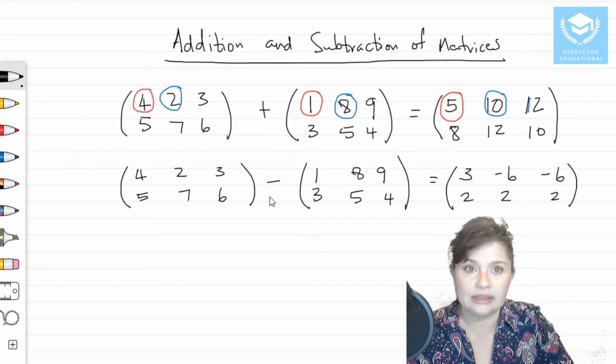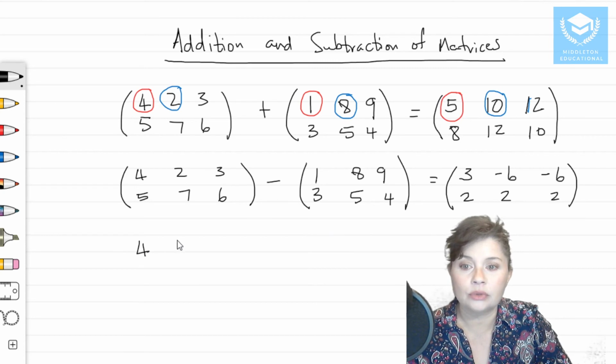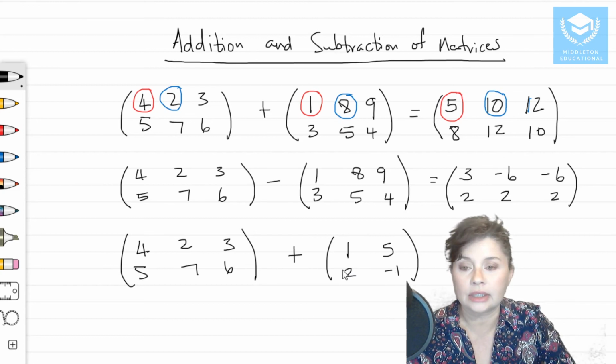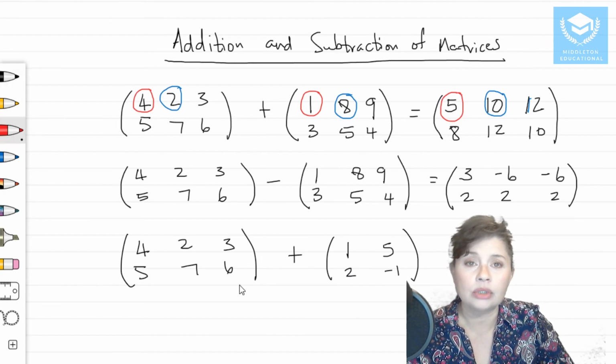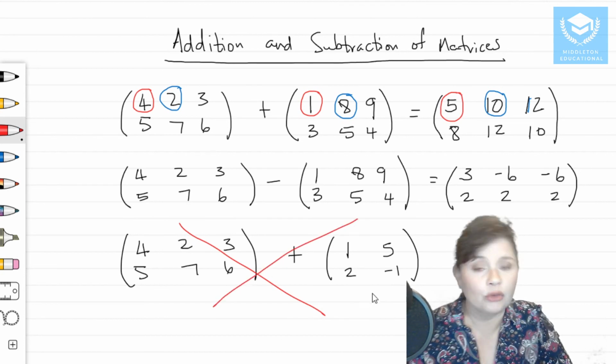So what this also means is that the matrices that you're adding or subtracting have to have the same order. So you can't, for example, do 4, 2, 3, 5, 7, 6 and then add a square matrix. So you can't do 1, 5, 2 minus 1. You can't do that. That's not going to work because the order here is different. This is a 2 by 3 and this is a 2 by 2. So that won't work. And that's how simple it is for addition and subtraction.